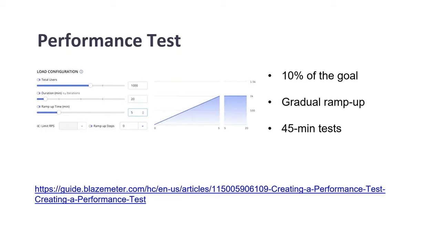Should we run a 50,000 user test? The answer is no, you should not. You should work your way up. If you have a goal of getting to 50,000 or 100,000, start with only 10% of the way there. Just get the test done at 50,000 or so and ramp it up slowly.